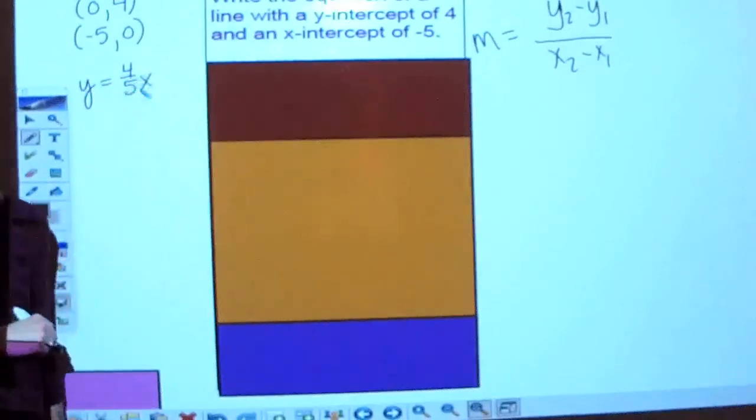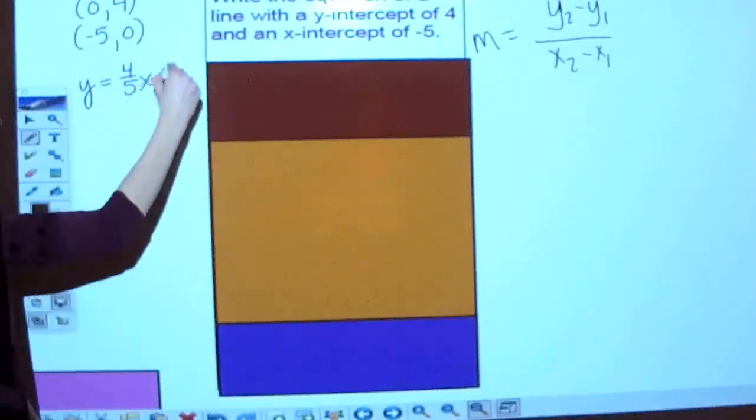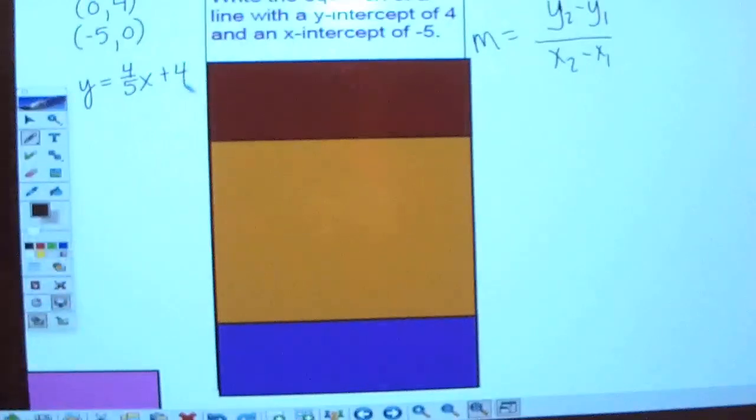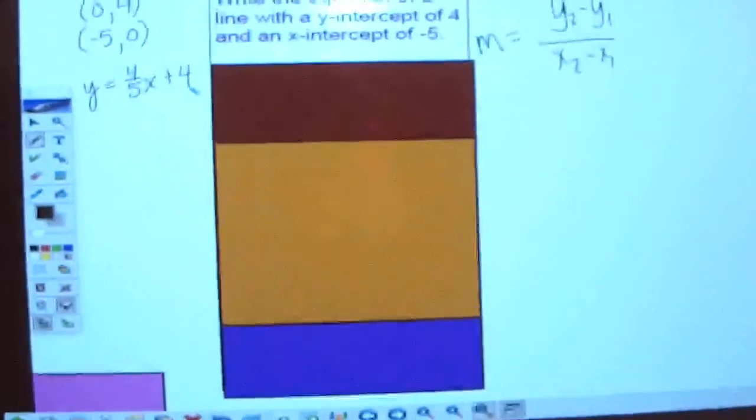What's the y-intercept? 4. Okay. 4 over x is number 25. Number 26. Checking the homework that they turned in.